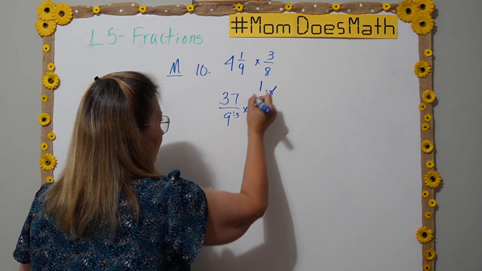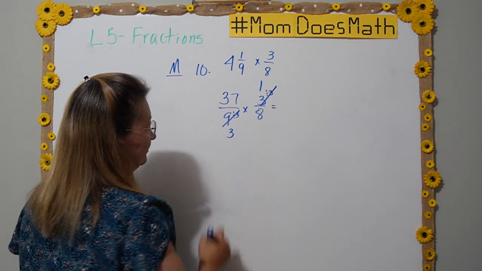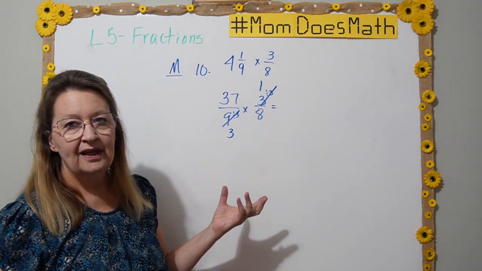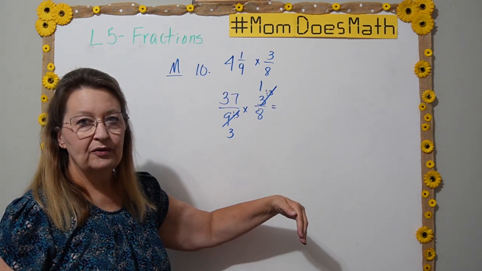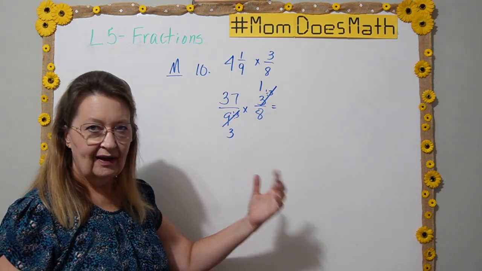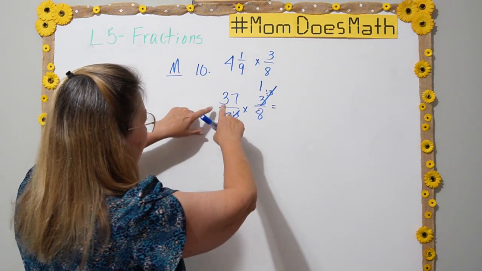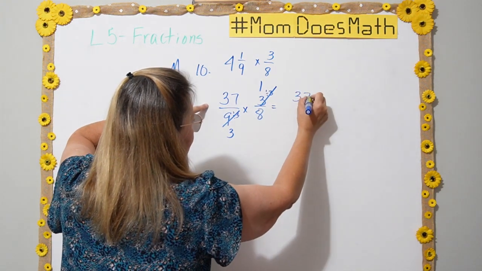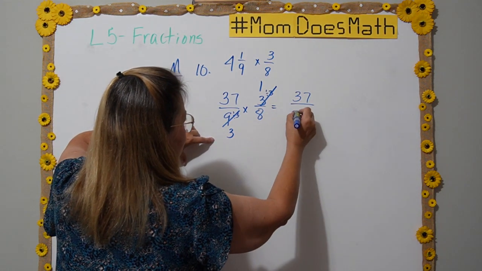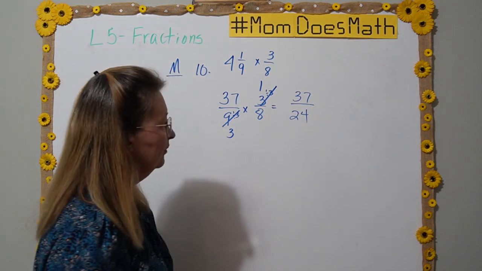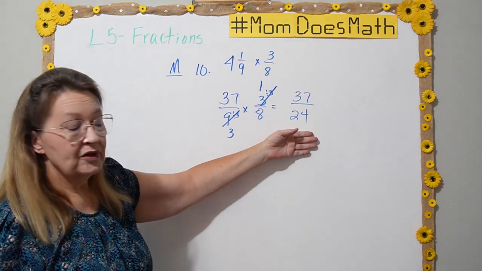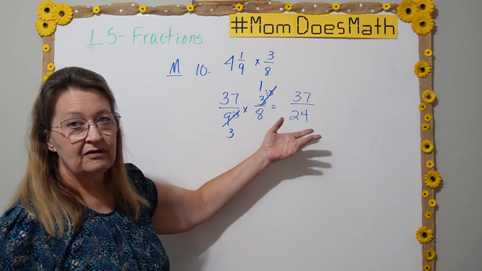Well, this makes 1 and this makes 3. Okay? What you're doing is you could multiply and then reduce. We're going to reduce first and then multiply. So now 37 times 1 is 37 and 3 times 8 is 24. It is lowest terms now, but it is still improper.